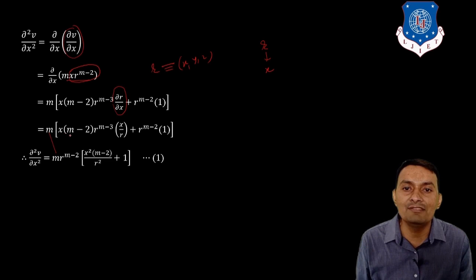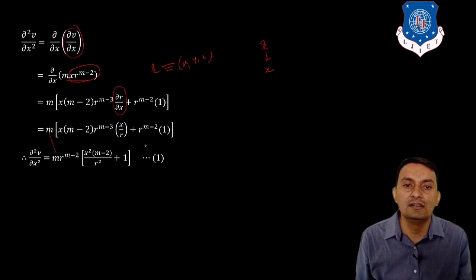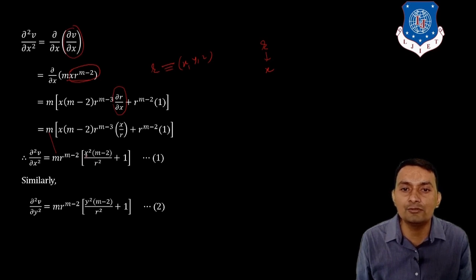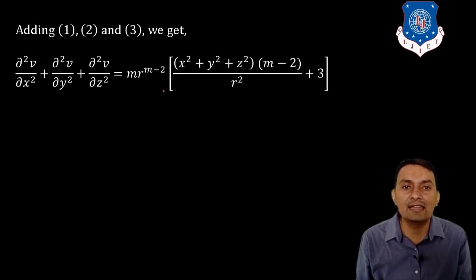So the remaining part will be what, x into x, that is x square, m minus 2 into r raised to minus 2. But that can be written as 1 divided by r square, plus, and this is 1. And whenever you find del square u divided by del y square, only x square is replaced by y square. And whenever you find del square u divided by del z square, x square is replaced by z square. But when you add all these, you will get like this one.